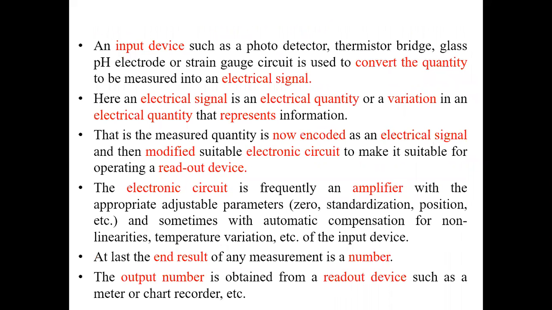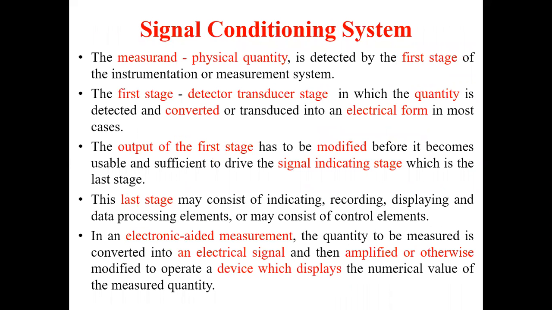So coming back again to a signal conditioning system, we have a physical quantity that has to be measured in the first stage, which is nothing but the transducer stage. The transducer is the one which detects the physical quantity and converts it into electrical form. This electrical form may not be sufficient to drive the last stage, and therefore the signal has to be modified or amplified. This is done by the signal conditioning system.